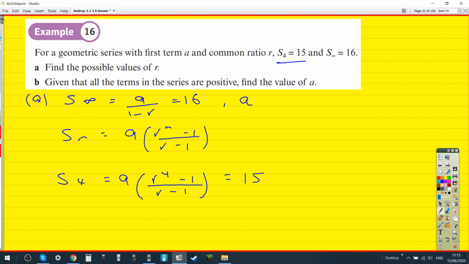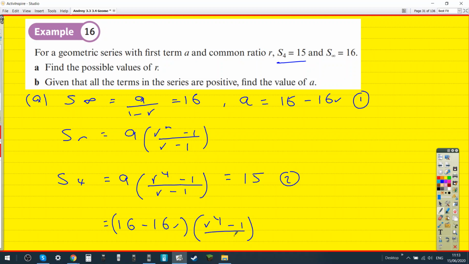Sorry, did you say make A the subject? Yeah. Okay, so A equals 16 minus 16R. And so how can you use that? Sub in 16 minus 16R into the equation. Yeah. So 16 minus 16R times R to the 4 minus 1 over R minus 1 equals 15. Yep. And can I put that into my calculator? Yep.